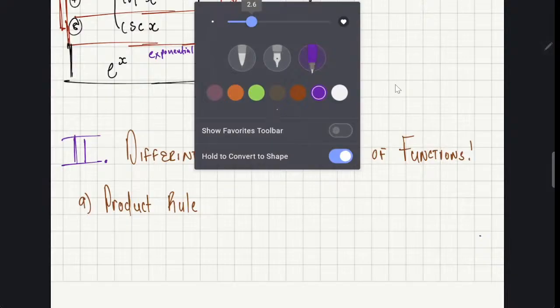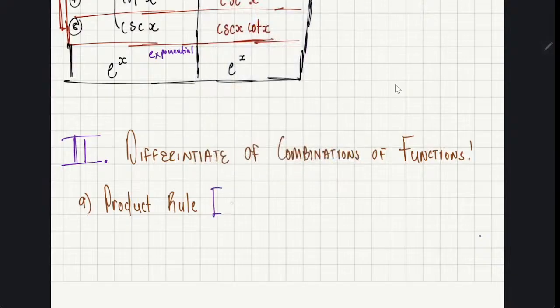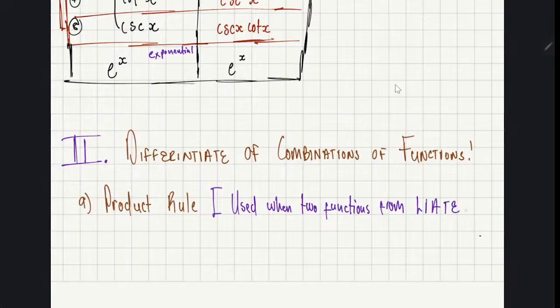So in brackets you say used when two functions from Lie8 are multiplying each other. It is used when two functions from Lie8 are multiplying each other. Okay?